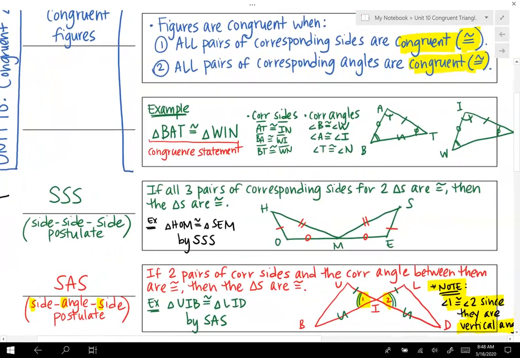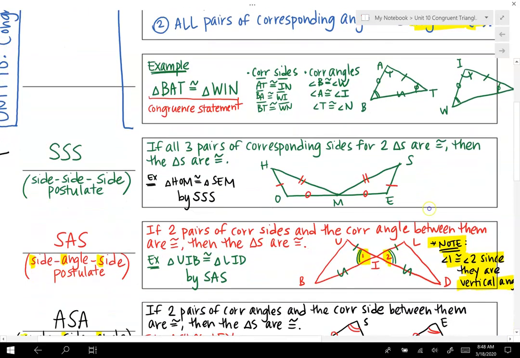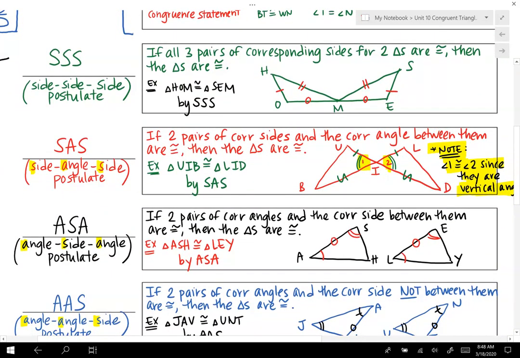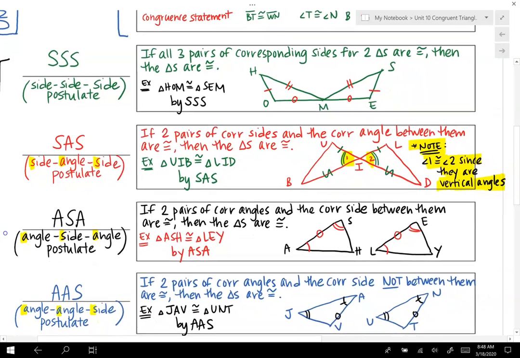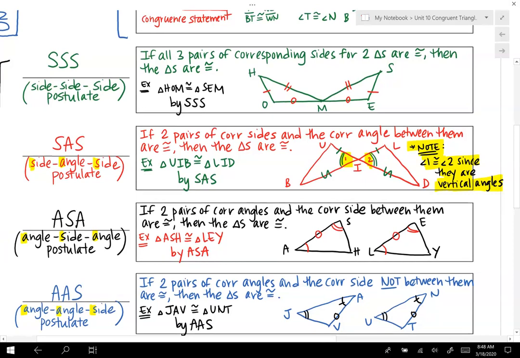So side, side, side postulate. If you can prove all 3 pairs of corresponding sides for the 2 triangles are congruent, then you can say the triangles are congruent. So triangle HOM is congruent to triangle SEM by side, side, side is how you would write it. The side angle side postulate. If 2 pairs of corresponding sides and the corresponding angle between them are congruent, then the triangles are congruent. Right? So notice 2 sets of sides and the angle between them. Sometimes instead of saying between them, we'll say included angle. That means the same thing.